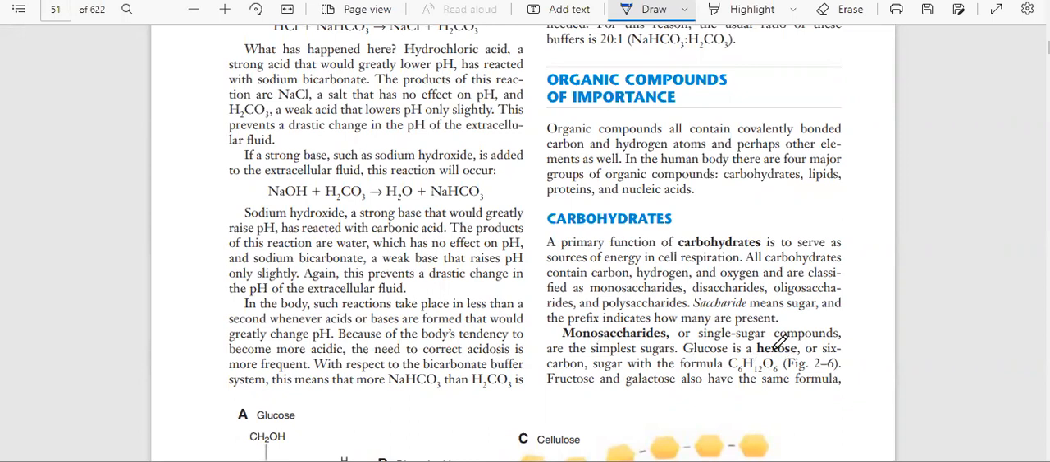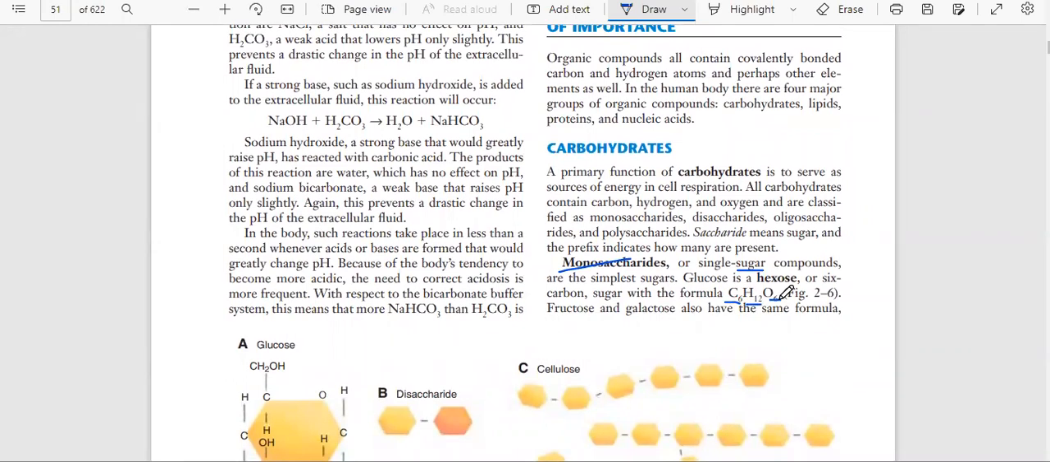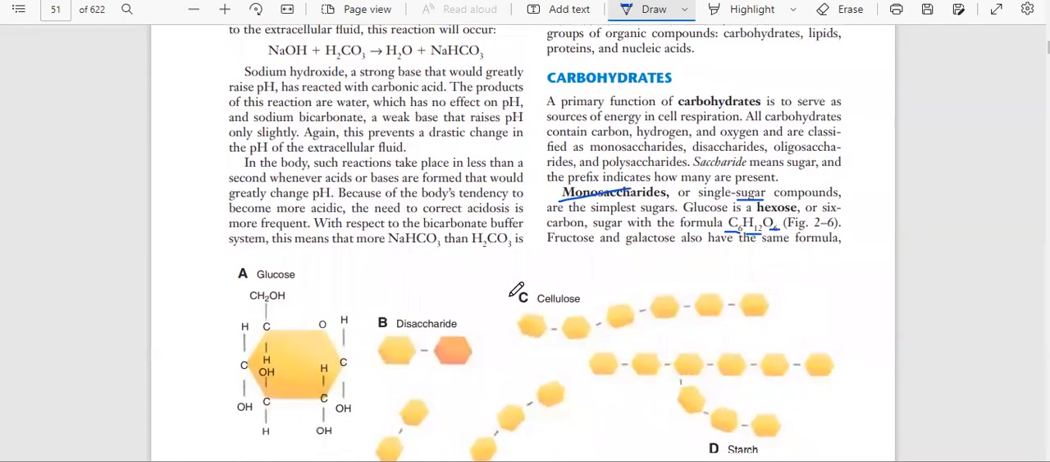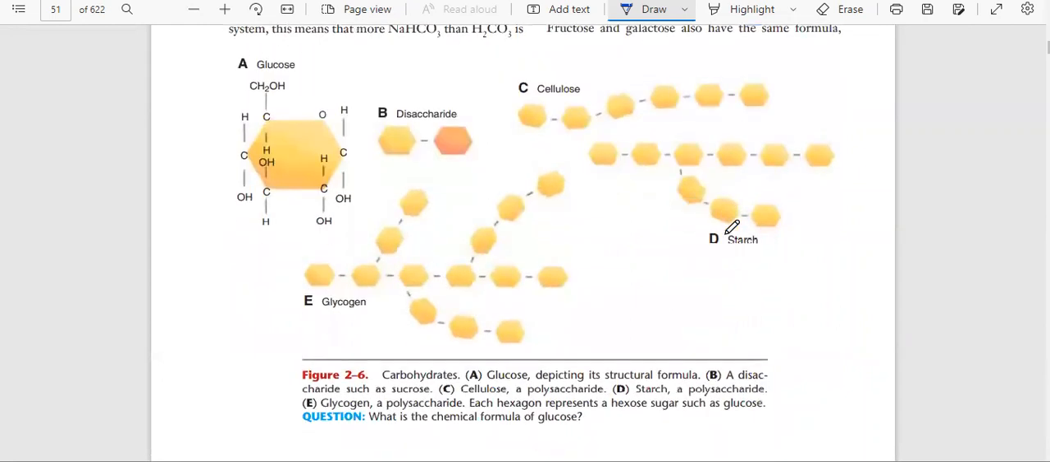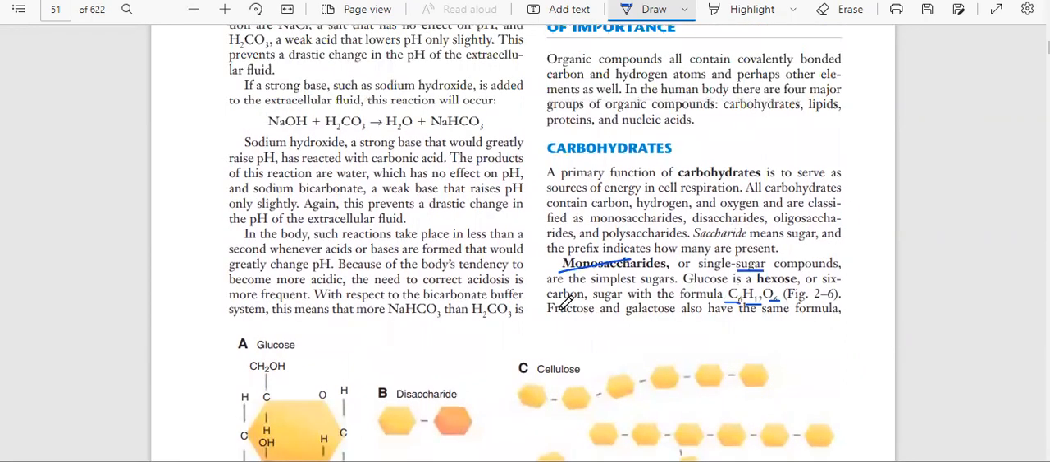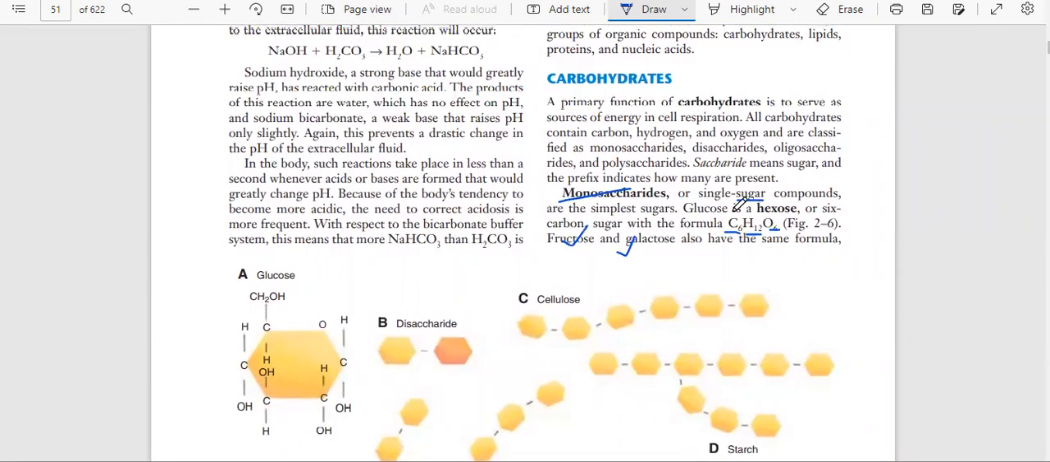Monosaccharides. Mono means single, saccharide means sugar. Single sugar means these are the simplest forms of sugar. Here the formula is 6 carbon, 12 hydrogen, 6 oxygen. That's the reason these are very easily absorbable in the body. Here we have fructose and galactose, and they have the same formula.